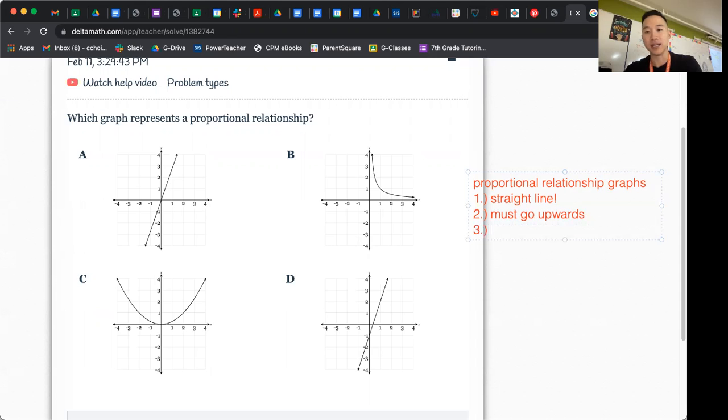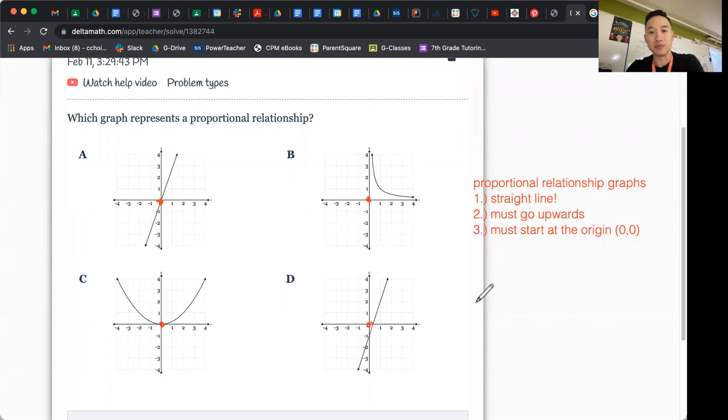And the last thing is that the line must start at the origin, or in other words, 0, 0. And the origin is going to be where the 2 axes meet. So right here, in the middle, right there. These are the origins. And the reasoning for that is because if you buy 0 potatoes, you're going to pay $0. If you don't ride any rides, you don't need any tickets. So that's why the line must go through 0, 0.